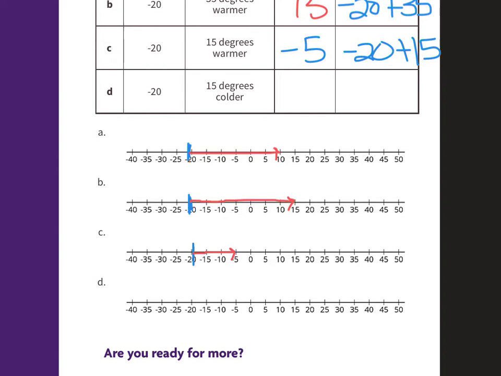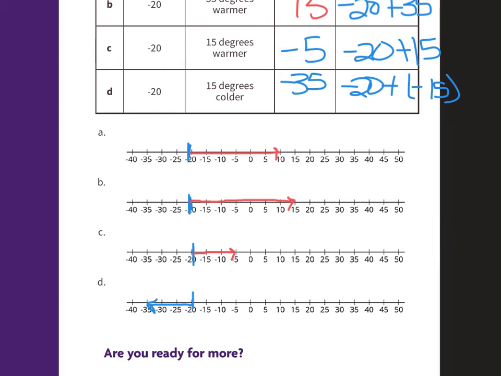Okay, letter D. Negative 20, 15 degrees colder. So we're starting at negative 20, and now we're going 15 degrees colder. Well, there's 5, 10, 15. So I end at negative 35. So negative 20 plus, because we went to the left, it's going to be a negative number. So we're going to go negative 20 plus negative 15. Okay? And there are my answers for those ones.